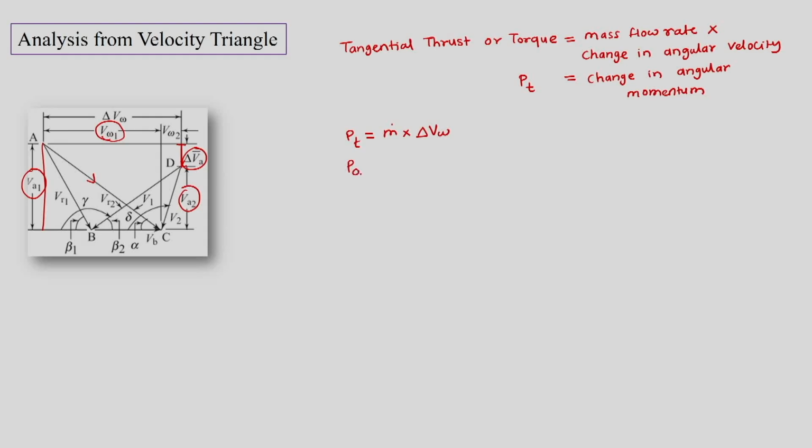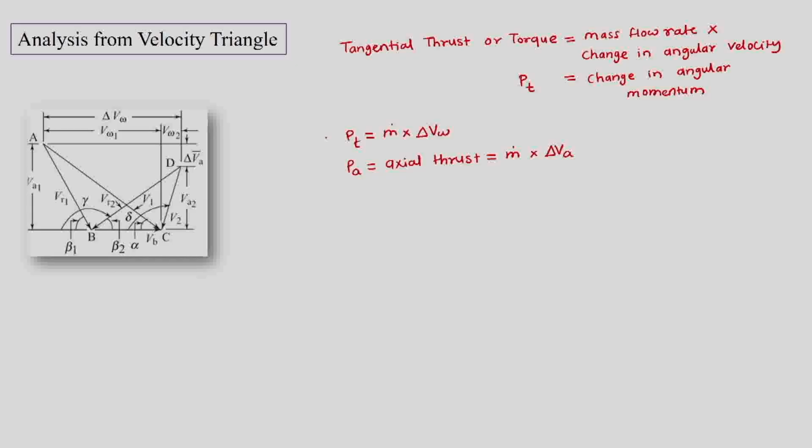Similarly, Pa, which is axial thrust, is equal to m dot, which is mass flow rate, into delta Va. These two things we need to evaluate. For the simplified analysis, we would generally consider that there is no axial thrust, but we are more interested in finding out the power produced. So we are more interested in finding out delta Vw and Pt.